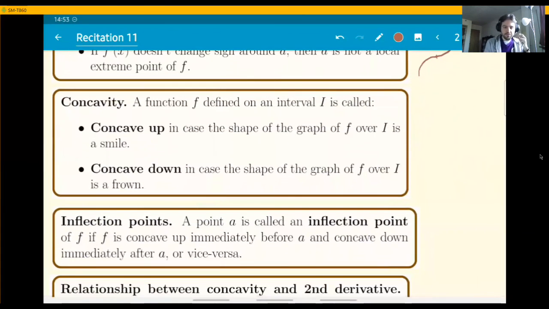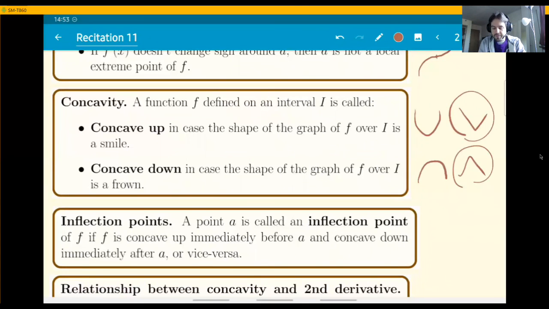So now we have this notion of concavity. A function on a certain interval is going to be called concave up when the shape of the graph is a smile over that entire interval, and concave down when it's a frown. Again, well, over the entire interval. I guess I should not be drawing them like this with straight lines. If you have a straight line, that's neither a smile or a frown. So it's up to the author to define them as both concave up and down or neither. So rather, I should be drawing them more like this.